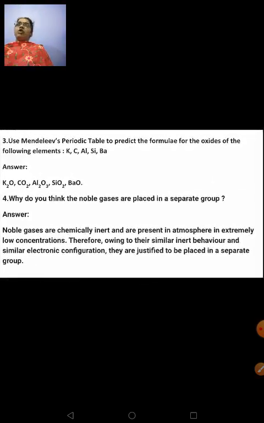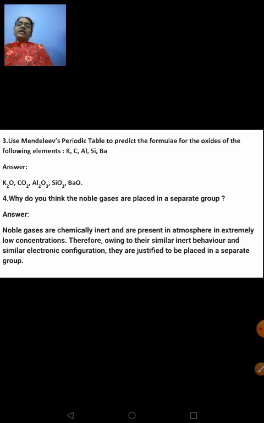Next question. This is a common question which had come in 2-3 years of papers, repeatedly asked. Use Mendeleev's periodic table to predict the formulae of the oxides of the following elements: K, potassium; C, carbon; Al, aluminium; Si, silicon; Ba, barium. So the oxides of these elements will be K2O, CO2, Al2O3, SiO2 and barium oxide, BaO.